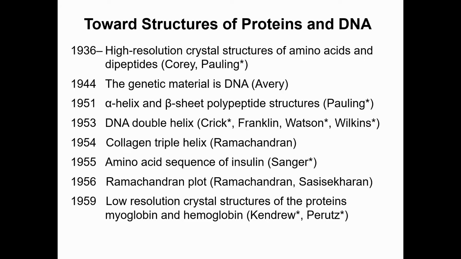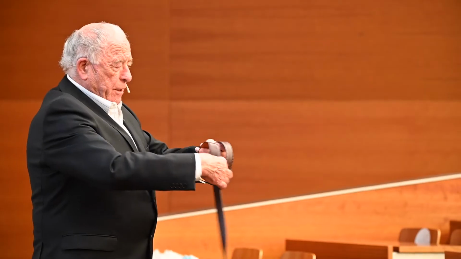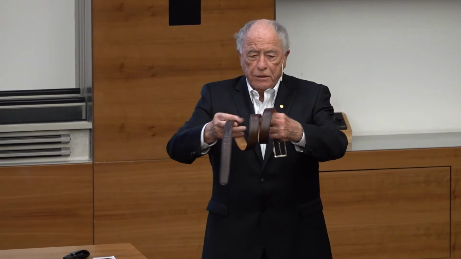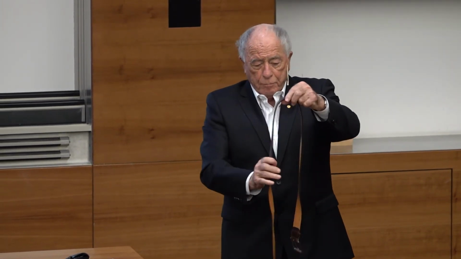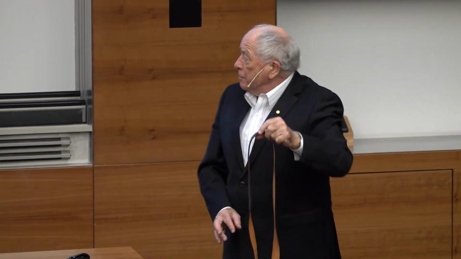Now, in 1951, Pauling used the data obtained from the crystallographic studies of dipeptides, as I mentioned above, to model the alpha helix and the beta sheet secondary structure in proteins. That means an alpha helix is formed by my belt in this way, and the beta sheet is best illustrated by a hairpin structure.